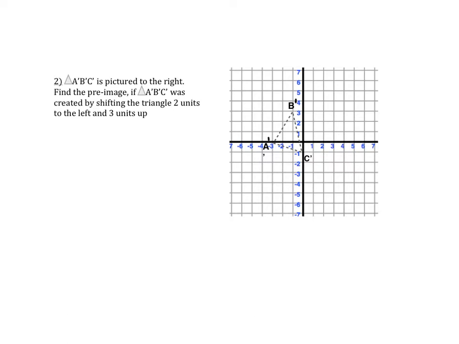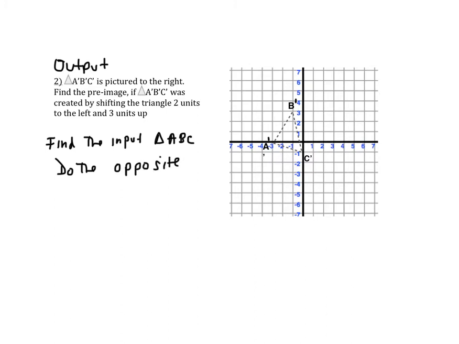All right, remember that this is the output. This is the result of the transformation. So we have to find the original. We have to find the input. Triangle ABC, which means we have to do the opposite. Okay, so we're trying to get back to what the original was.